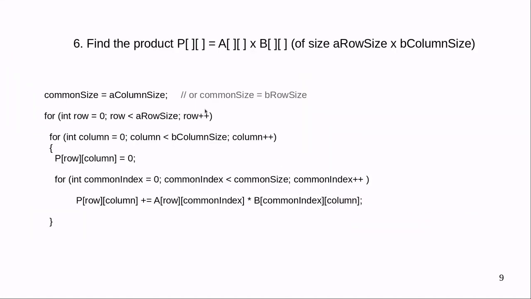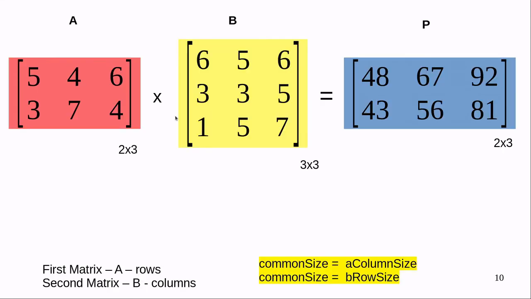That is for what we have actually gone through the whole process. So here we have given the common size. Then here what we do: int row equal to 0, row less than a row size, row plus plus, column equal to 0, column less than b column size, column plus plus. So in these two for loops, what are we doing? We are actually iterating. If this is our product matrix, we want to reach this position first, then go to this and then this position. Each of these 6 positions has to be iterated one by one.